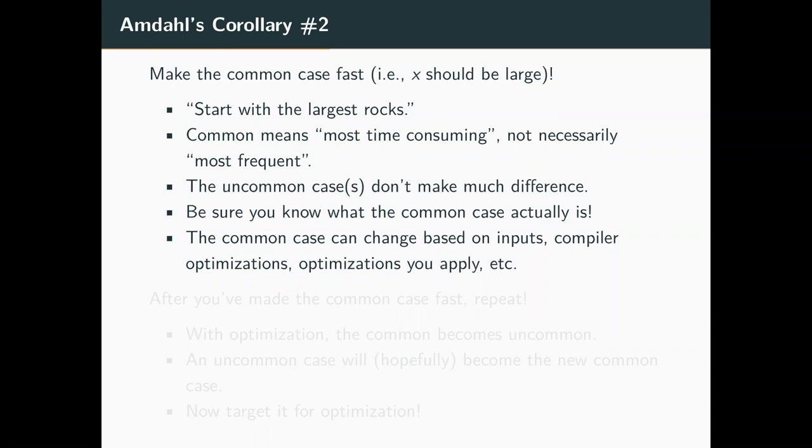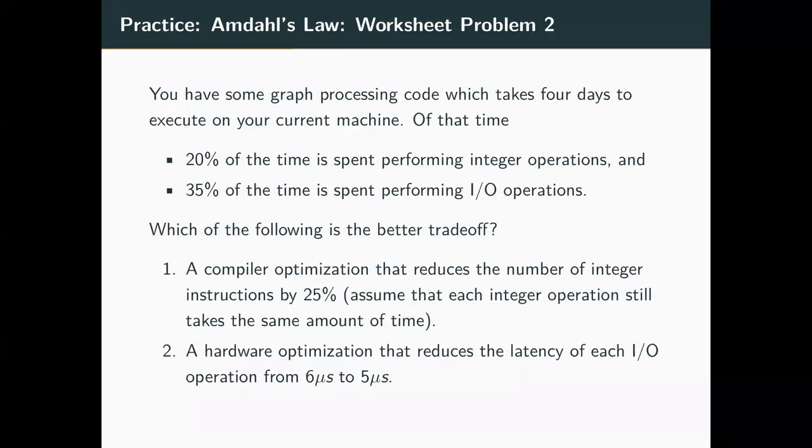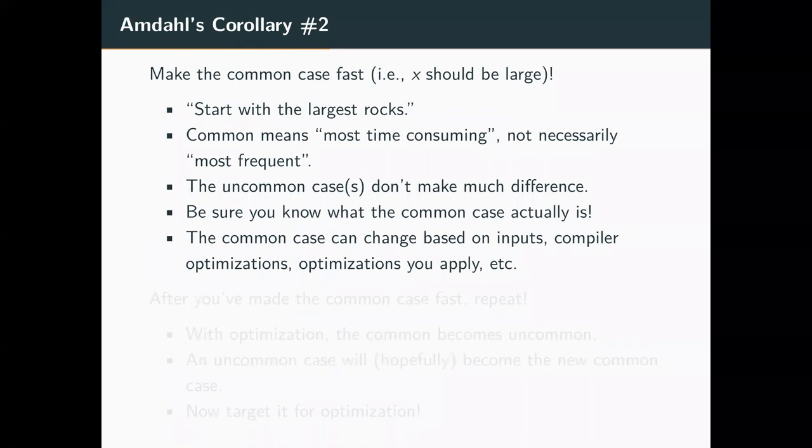And by common, what we're talking about is runtime. So we care about the time that it's consuming, not how frequent it is, right? For example, in the previous worksheet problem, IO takes a different amount of time. There may not be as many IO instructions as there are integer instructions, but it's still taking a longer time. And if we just optimize uncommon cases, it's not gonna help us very much.